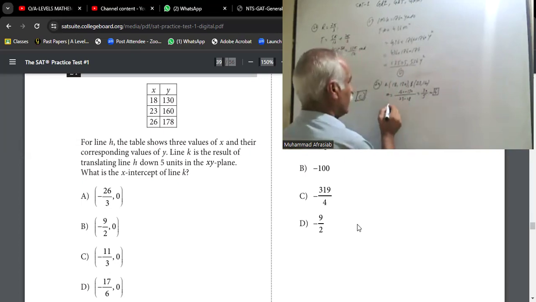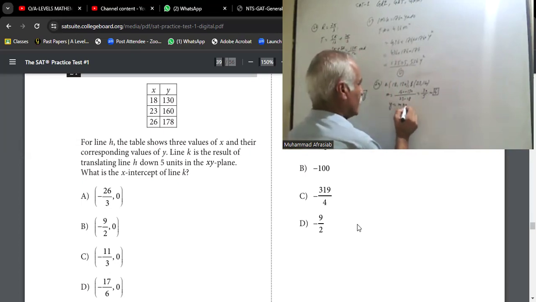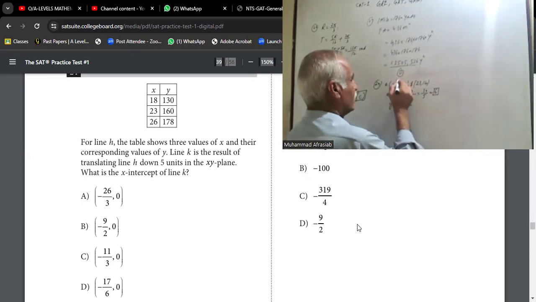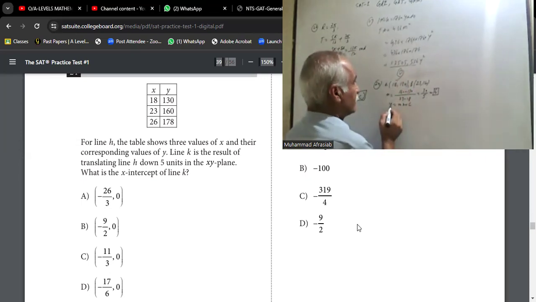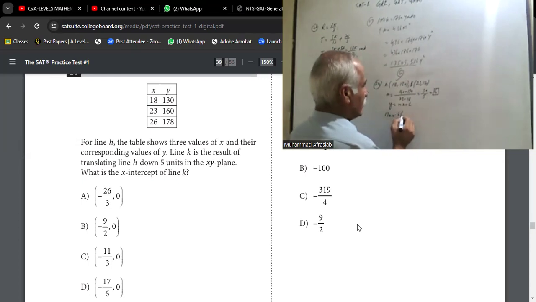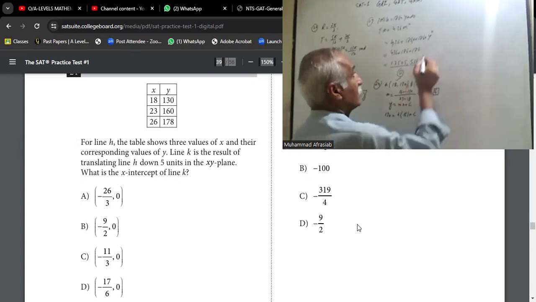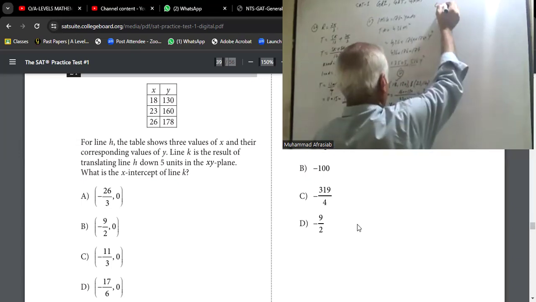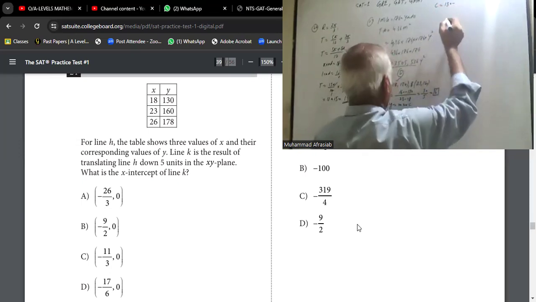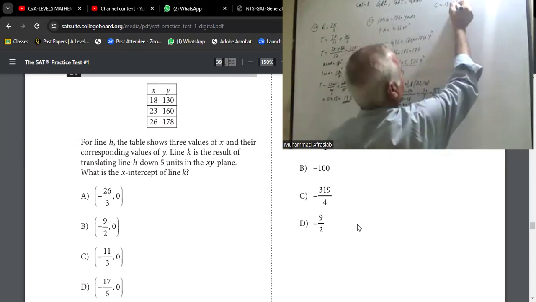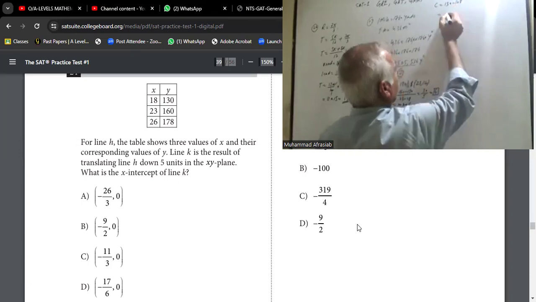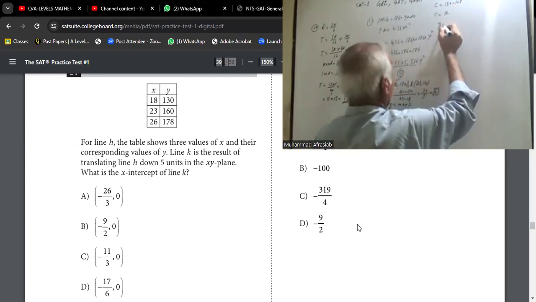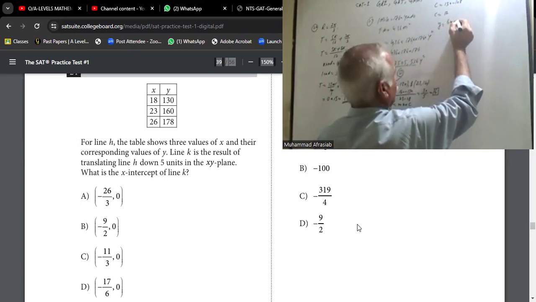Then we can use the equation y is equal to mx plus c. We can select any one of these points. 130 is equal to m, which is 6, into x, which is 18, plus c. So c should be equal to 130 minus 108. This is equal to 22. So y is equal to 6x plus 12.